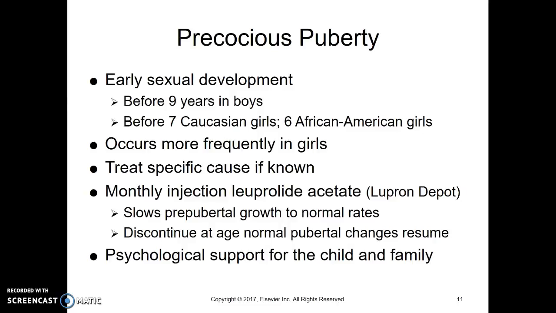Do think about the psychological impact of this, though. We've got a little girl who should be running around at recess who's now having to deal with having periods. So this has a lot of psychological support that both the child and the family are going to need.